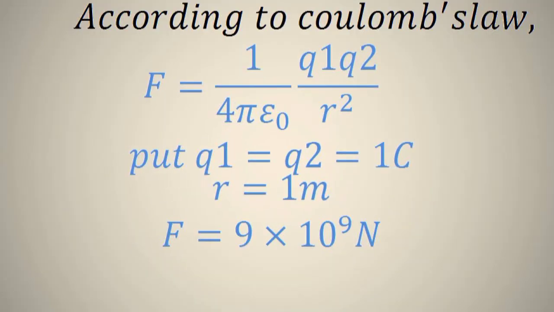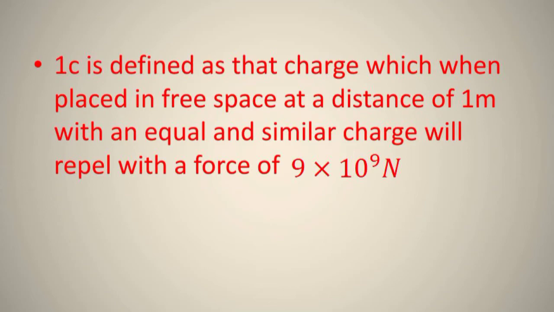According to Coulomb's law, F is equal to 1 by 4 pi epsilon 0 Q1 Q2 divided by r square. Put Q1 and Q2 equal to 1 coulomb and r equal to 1 meter. Then F is equal to 9 into 10 raised to 9 Newton. Now we can define 1 coulomb as that charge which when placed in free space at a distance of 1 meter from an equal and similar charge will repel with a force of 9 into 10 raised to 9 Newton.